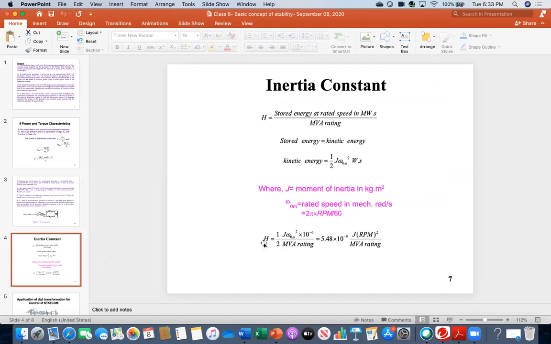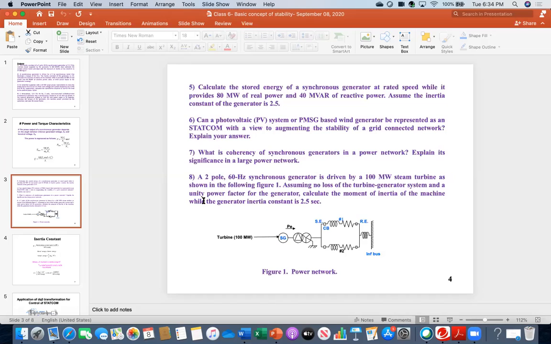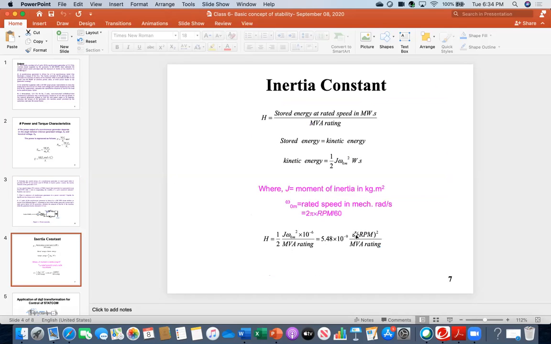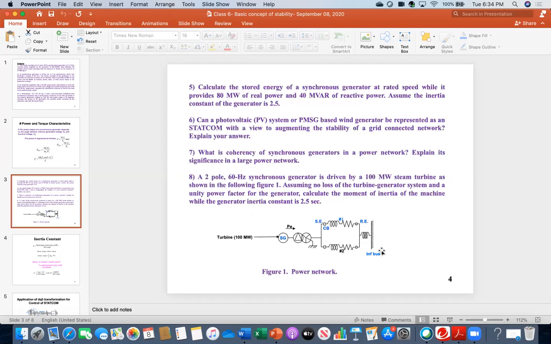But then in that equation, you need the MVA, not the megawatt. That means you need to know the power factor value, and I have said unity power factor, meaning the power factor is 1. So ultimately this generator capacity in terms of MVA is 100 as well. Then you know the H value, and you are getting the RPM information from here, 120 rpm. Then find the moment of inertia, this means find the J value. Everybody please calculate the J value and let me know how much you are getting.